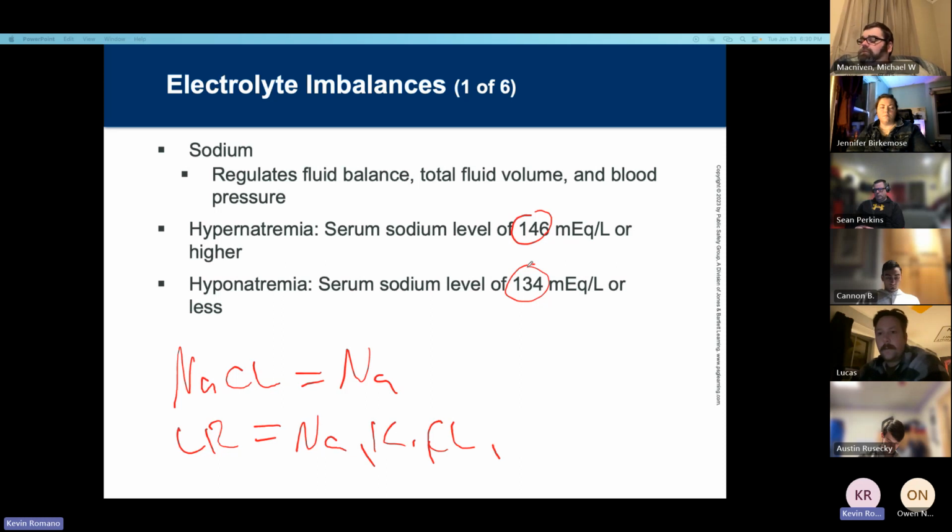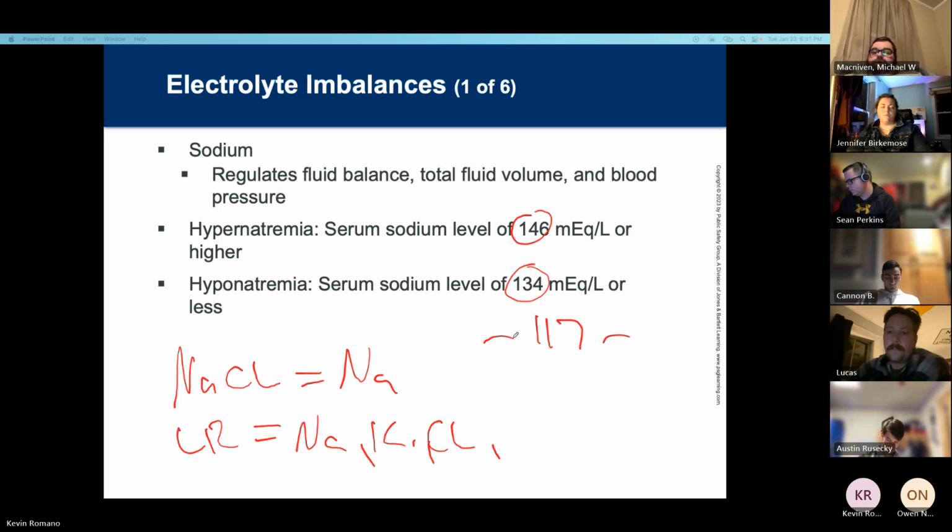What happens if your body has very low sodium levels? What can be caused by, I should say, a patient who's hyponatremic? And let's just throw a number out there. 117. That's pretty low compared to when we look at 134, right? What do we expect to see with a patient who has very low sodium? What do we need to watch out for?